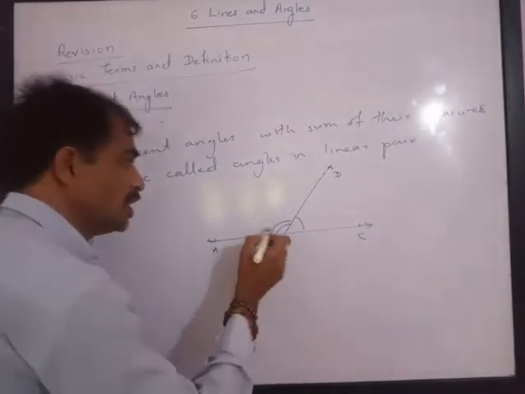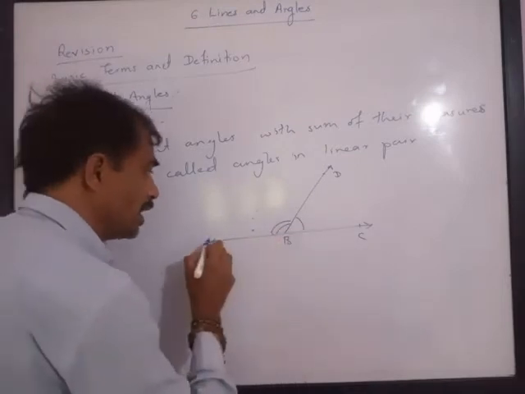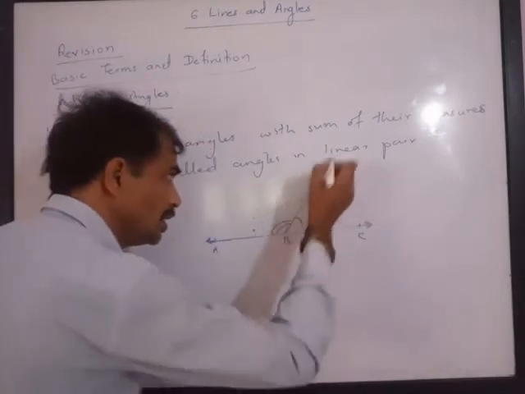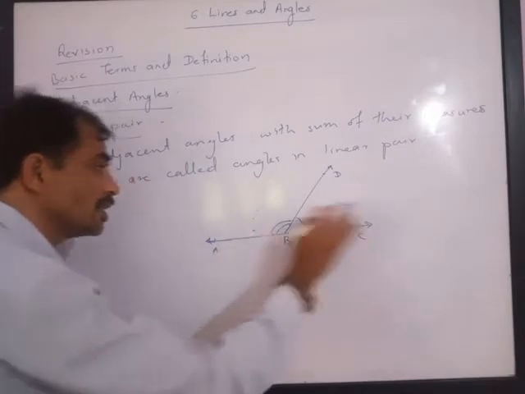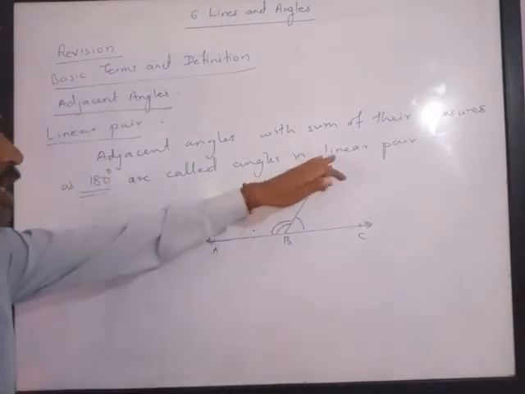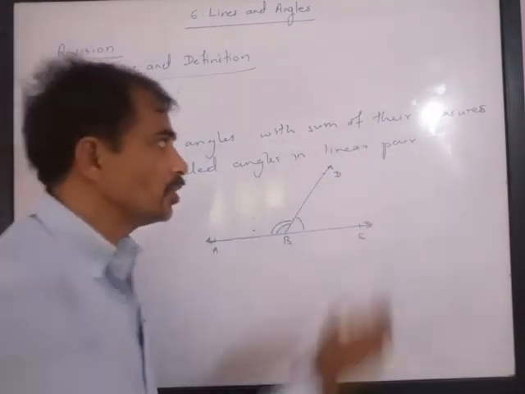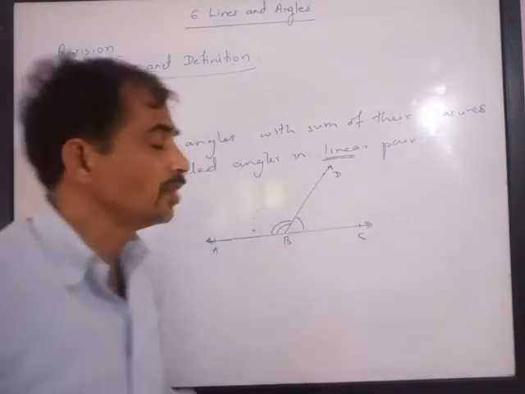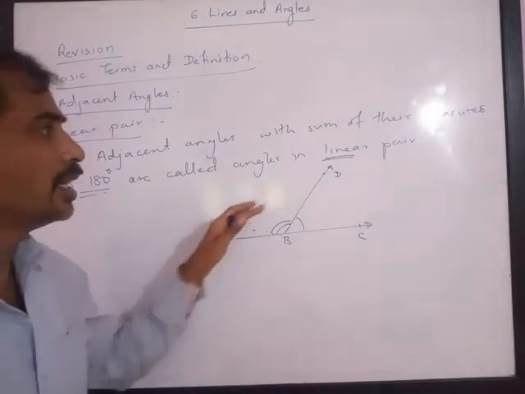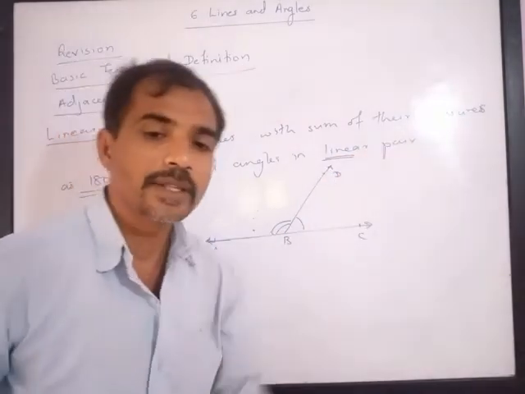Please note, since this is 180 degrees, these two angles lie on the same line. Hence, the word is linear pair. You can understand the word line is included. Angles lying on a line, that is, angles in a linear pair.